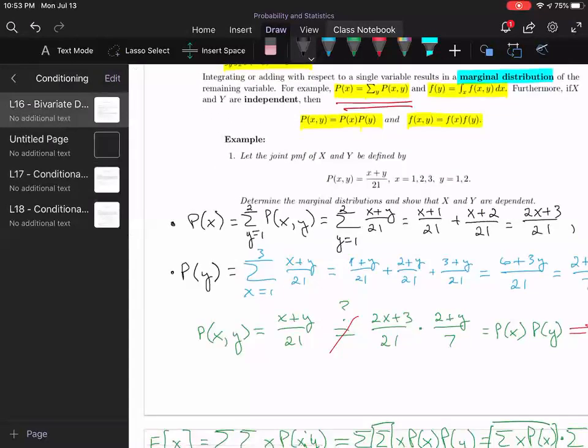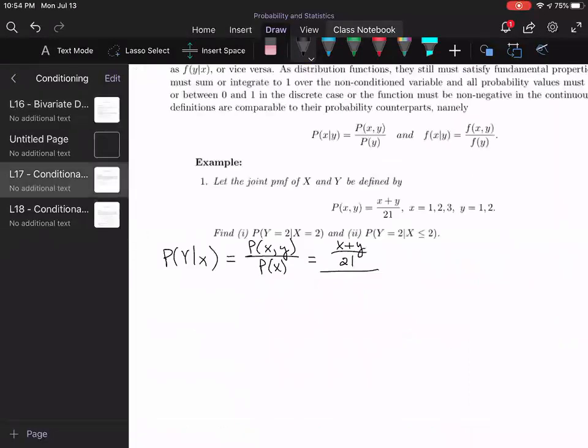We got p of x to be (2x plus 3) over 21. And so again, this is the last handout that we just finished. It's the same problem, we're just doing something else with it, but the information will come out the same. So the marginal distribution of x is (2x plus 3) all over 21. So I'm going to plug that in: (2x plus 3) over 21. And when you simplify this, you get (x plus y) all over (2x plus 3). And so this is our conditional distribution of y given x.